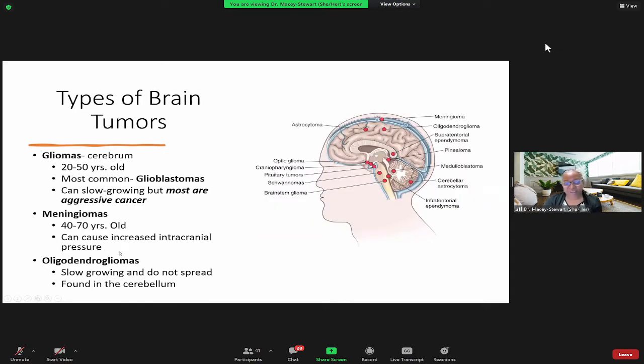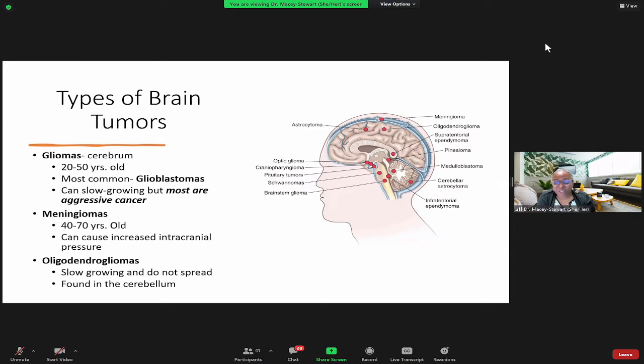So when we look at different types of tumors, I told you there's over 100. The one that I need you to be most concerned with, they're called gliomas or glioblastomas. Those are the most progressive and the most common that are seen when we're talking about cancer. Some can be slow growing, and it seems like the younger the patient is, the more aggressive and faster the tumor seems to grow.